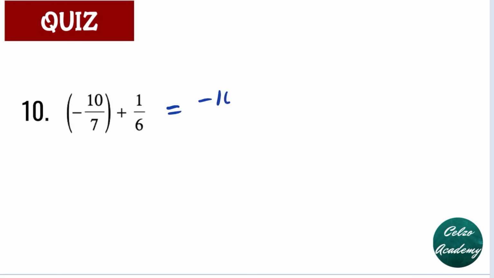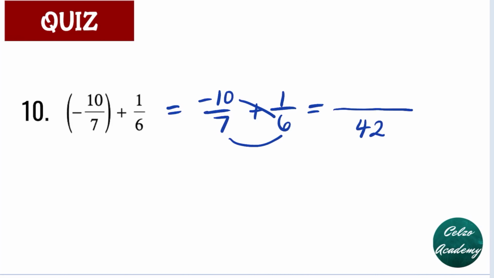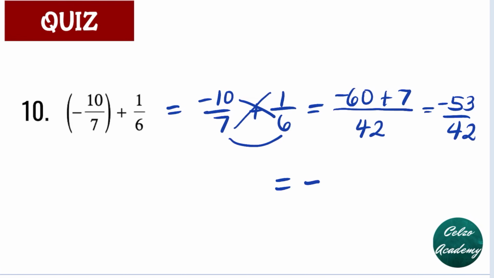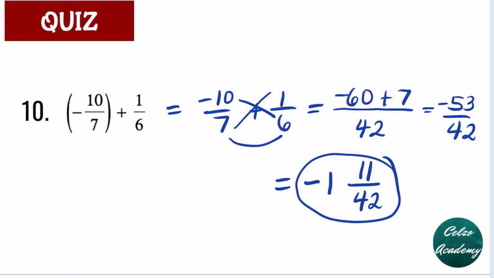Question number 10 is the same thing as negative 10 over 7 plus 1 over 6. Using the second method, I will multiply 7 times 6, which is 42. Negative 10 times 6 is negative 60. 7 times 1 is 7. Negative 60 plus 7 is negative 53 over 42. So we have a negative answer. 42 can go into 53 once, so we have negative 1. 1 times 42 is 42, so there is a remainder of 11. So the answer to this question is negative 1 and 11 over 42.